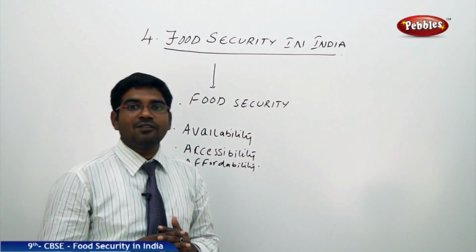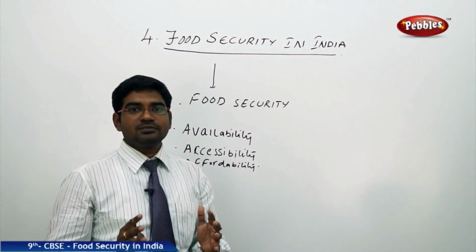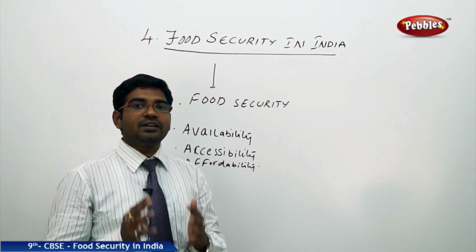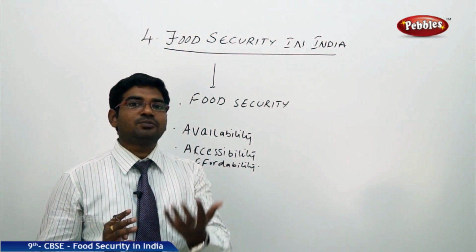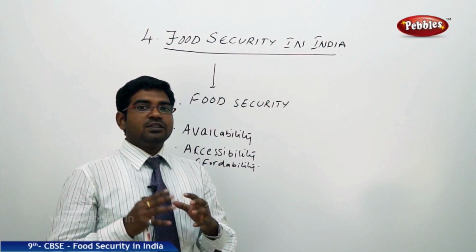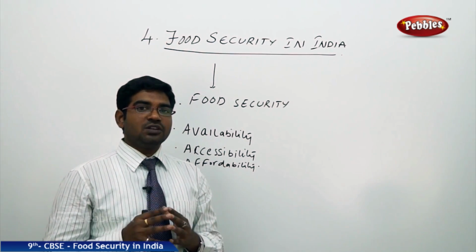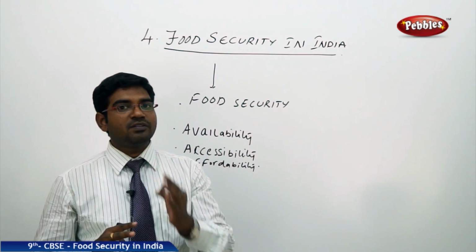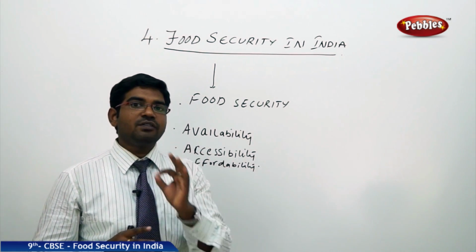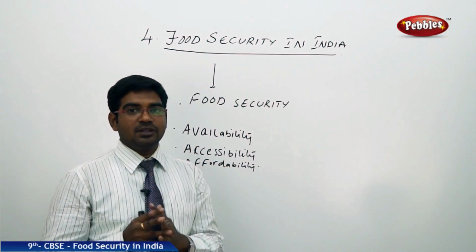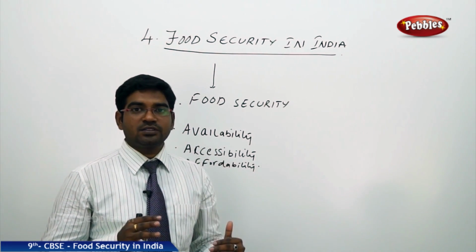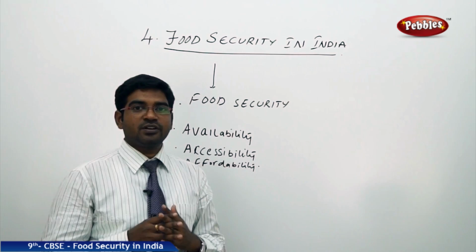Availability. The food should be available to all the people at their level. The production of the country should meet the expectations of the people. Based on the amount of population living in the country, the food also should compensate for the number of people. Then only we can say the food is available. If it is only available, it is not sufficient, and we cannot say that we have food security.